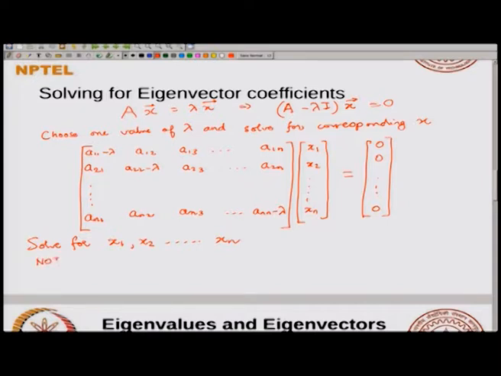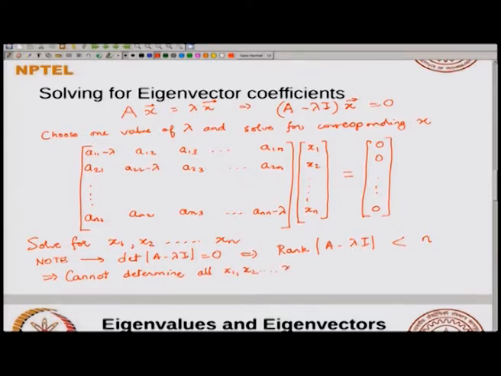Note that the determinant of this matrix being equal to 0 implies that these equations are actually dependent equations. That means the rank of A minus lambda I is less than n. The rank of this matrix is less than n, and that basically implies that you cannot determine all of x1, x2 up to xn uniquely.